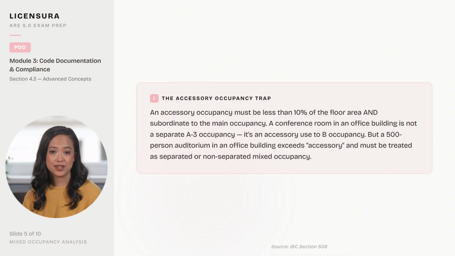The accessory occupancy trap. An accessory occupancy must be less than 10% of the floor area and subordinate to the main occupancy. A conference room in an office building is not a separate A3 occupancy. It's an accessory use to B occupancy. But a 500-person auditorium in an office building exceeds accessory and must be treated as separated or non-separated mixed occupancy.